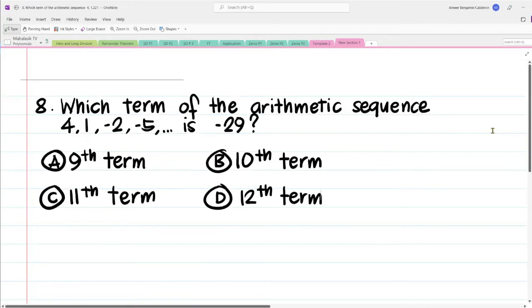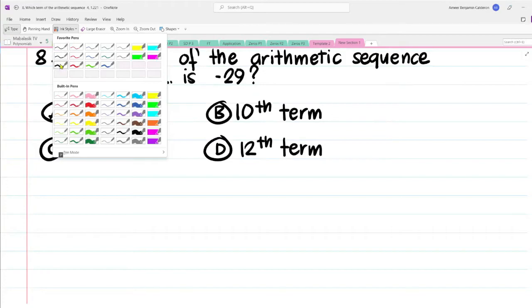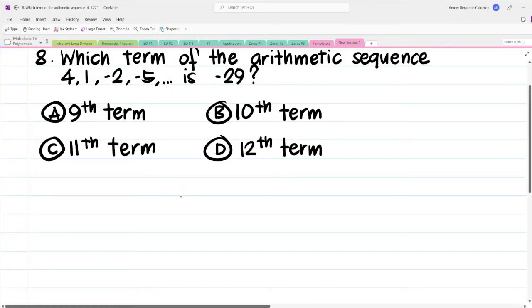Which term of the arithmetic sequence 4, 1, negative 2, negative 5 is negative 29? So basically, ang tanong dito, pang ilan yung negative 29? Or, kung negative 29 yung pinaka-last na term dun sa sequence, ilan silang lahat? So, we will just simply use the formula for solving for the nth term of an arithmetic sequence.